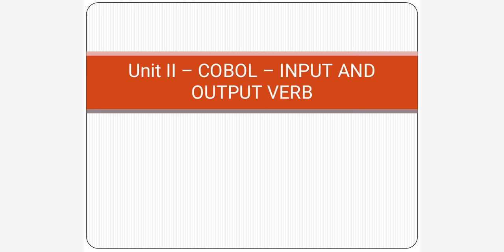The second one is the output verb, which is used to display the output of the program. Soon after giving the input using the input verb, the next thing is to process that input, and after processing we have to display it as output. To display the output we use the output verb. Here we are going to see in detail how to use the input and output verbs and what general formats we have for them.